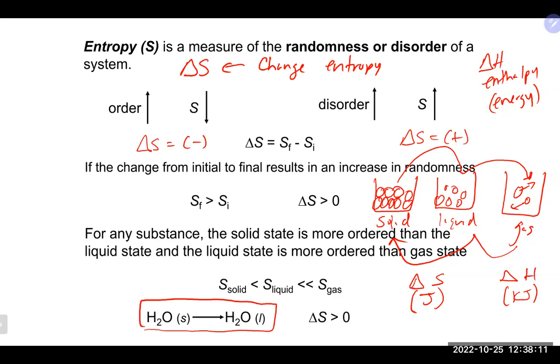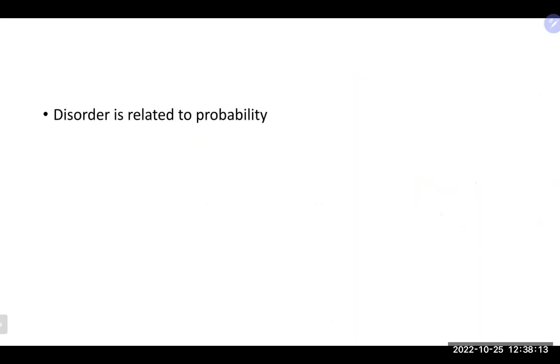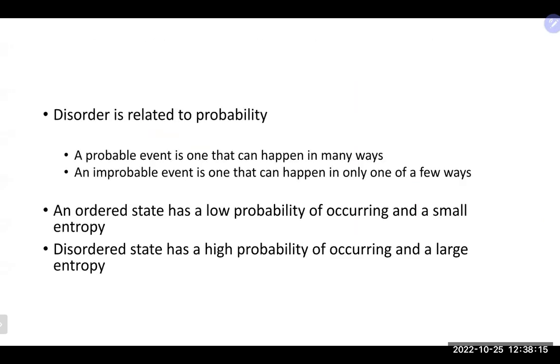Otherwise, you'll be off by a factor of 1,000. Now, disorder is related to probability. A probable event is one that can happen in many ways. An improbable event is one that could happen in only a few ways. An ordered state has a low probability of occurring and has a small entropy. A disordered state has a high probability of occurring and a large entropy.